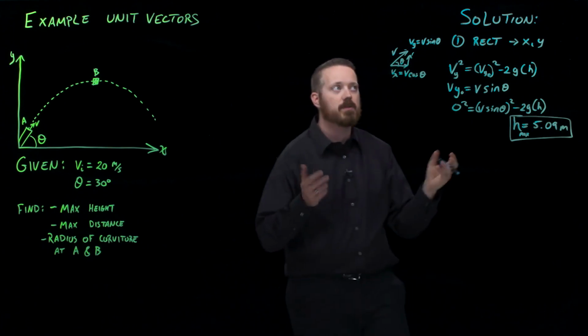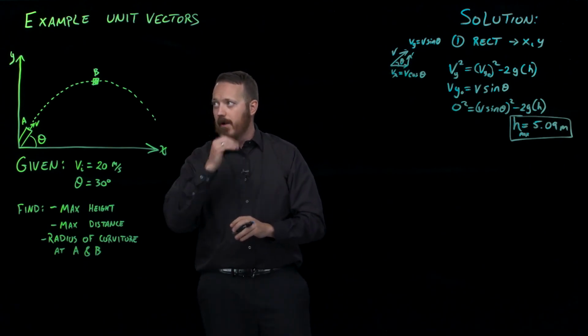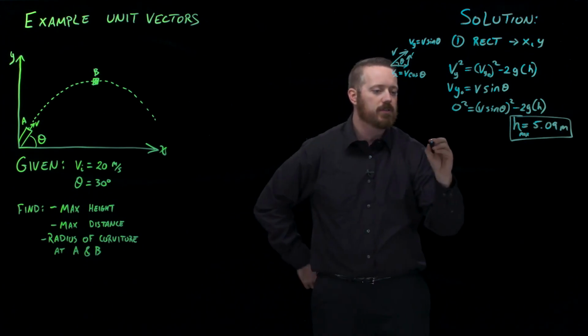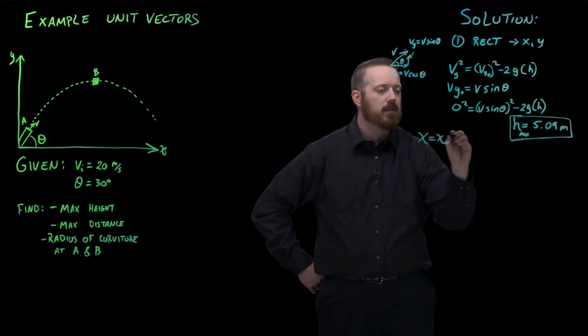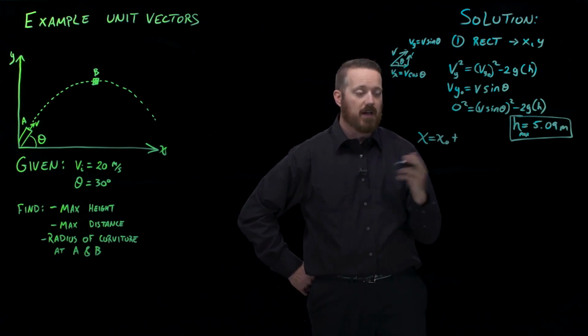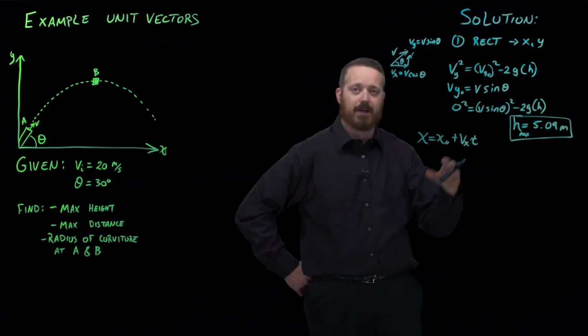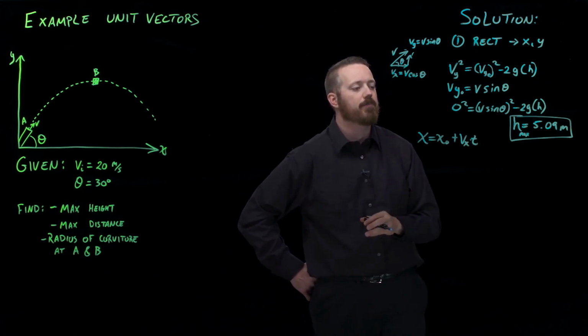All right, so that was pretty easy for the first part. Now we can figure out how far of a distance it's going to travel. We know our x position is whatever initial x we're at, plus the velocity in the x direction times time. And if we had any acceleration, we would put it here, but we don't have any acceleration in the x direction.